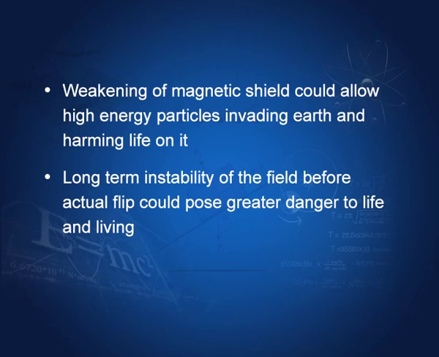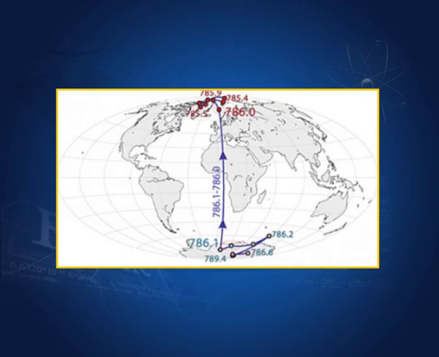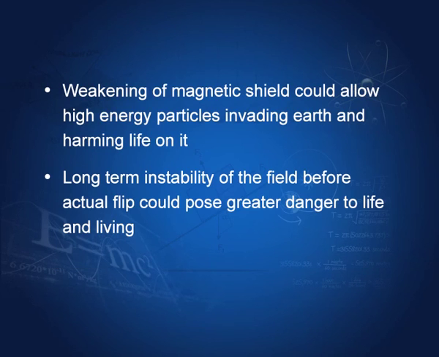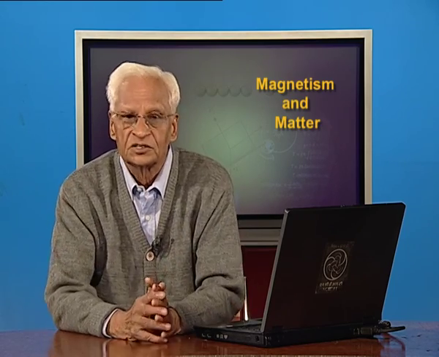Long term instability of the field before the actual flip could pose greater danger to life and living. What do I mean by this? I showed you that the pole wandered here for a long time. That means, during this time the magnetic field was unstable, then it settled here and again it is moving around. So, if this moves around considerably, then the magnetic field of the Earth is unstable, and this unstable magnetic field before the actual flip could pose greater danger to life and living, again by producing currents and discharges and so on.